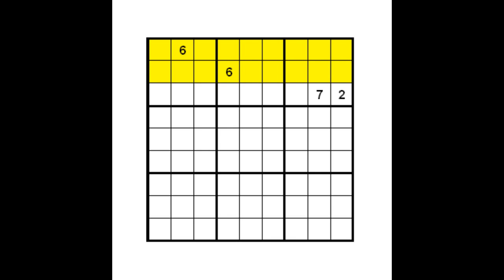Since the number 6 can only appear one time in each box, then we know that in this box, the number 6 can only appear in the open space left available to it. That's going to show up right here. So you put the number 6 in this spot. Very simple.